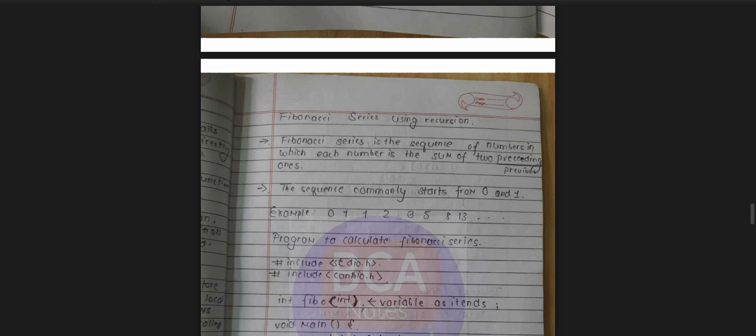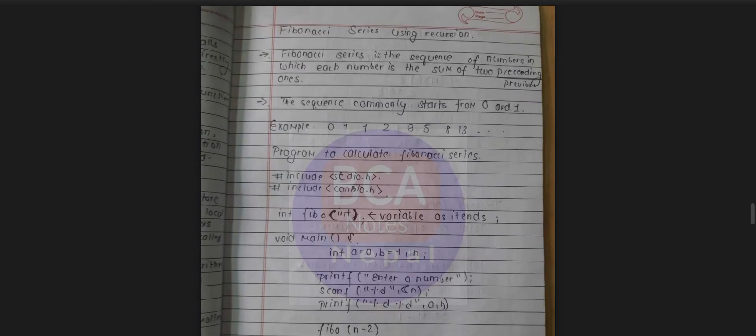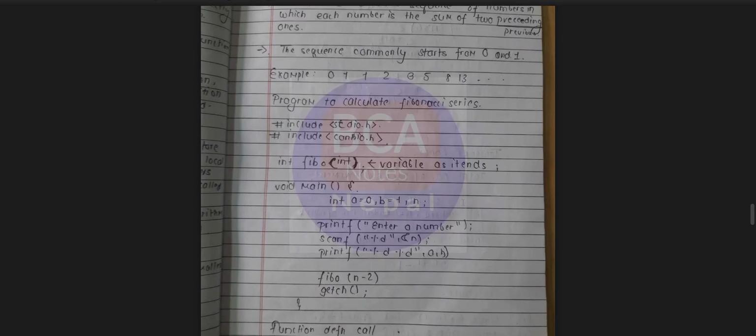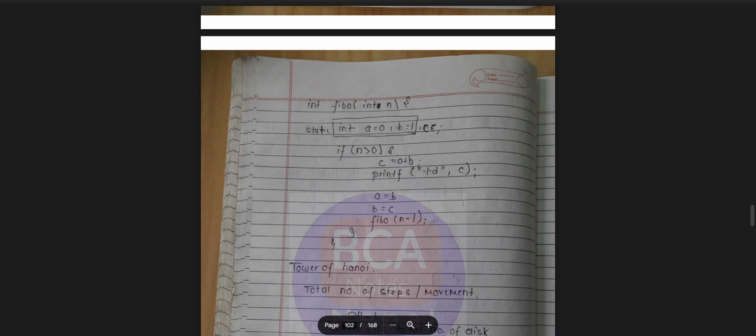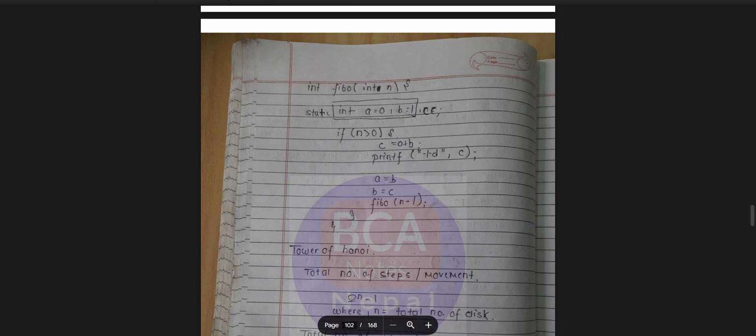Program to calculate the Fibonacci series: include stdio.h, variable n is 10, print integer variable with percentage d, Fibonacci n minus 2. Function definition called: print int n minus 1, int a 0, b, c; a b, printf a plus d; c a b, b minus c, fibo n minus 1.